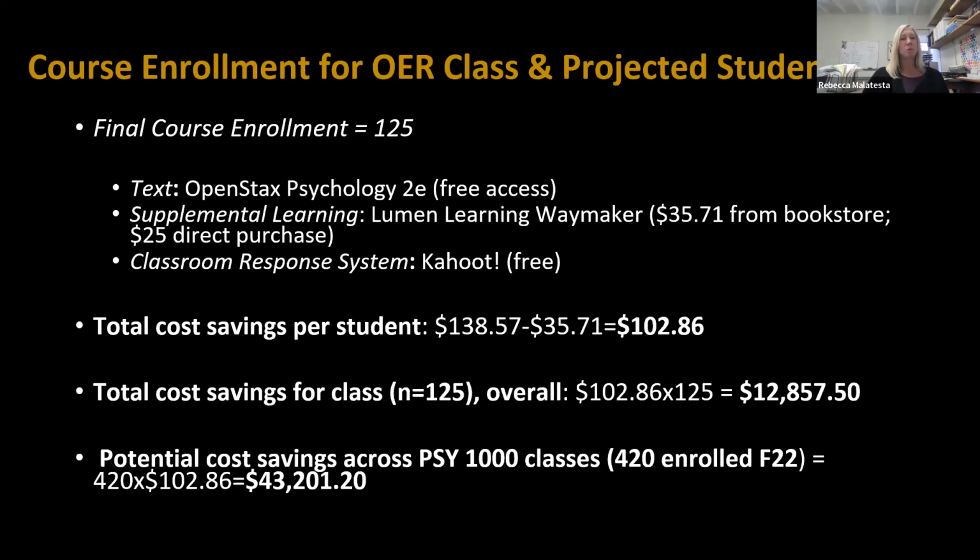The savings per student, because the only thing they had to pay for was the supplemental learning tool, was $102 compared to the traditional textbook. I had 125 students, so total cost savings for the class was about $13,000. And if the university were to use the textbook for all of our introduction to psychology classes, all Psych 1000 classes, we had 420 enrolled in the fall of 2022. We could save about $43,000, which is great.